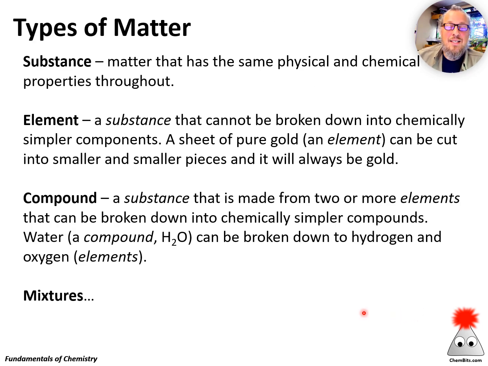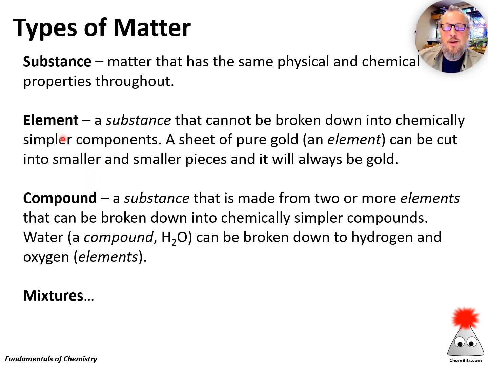When we're looking at types of matter, that's another way we can classify what we're working with. So substance is matter that has the same chemical and physical properties throughout. So it's sort of a generic term, but let's make sure we define it. When we're classifying substances, we can classify those substances as either being an element, which is a substance that cannot be broken down into chemically simpler components, or a compound.